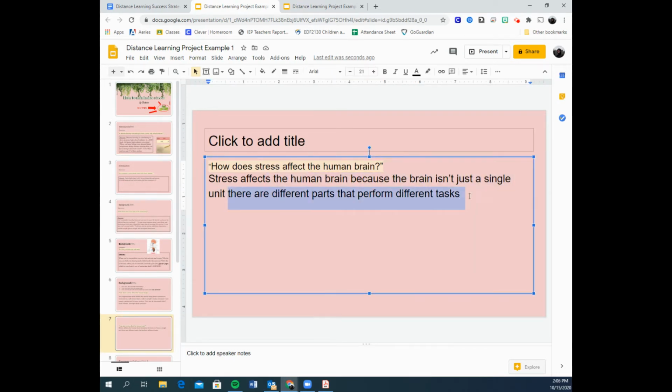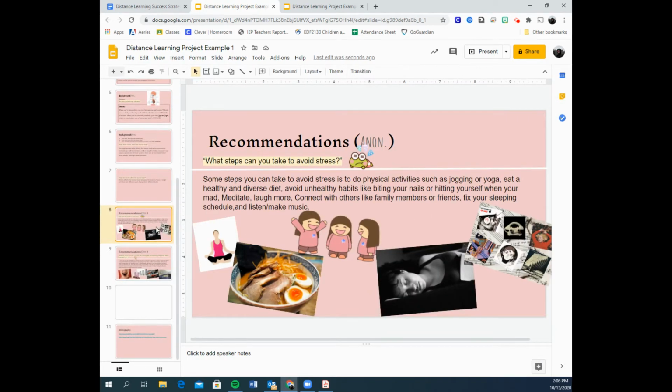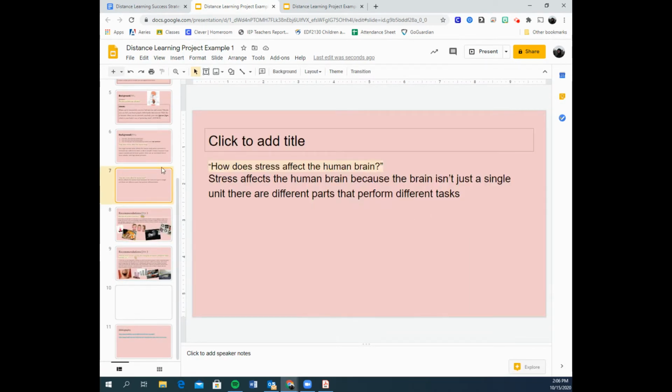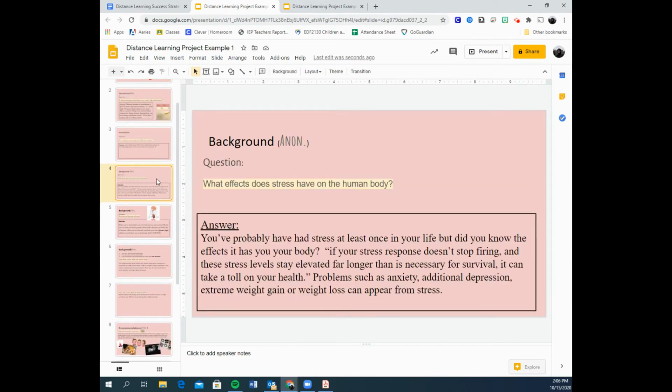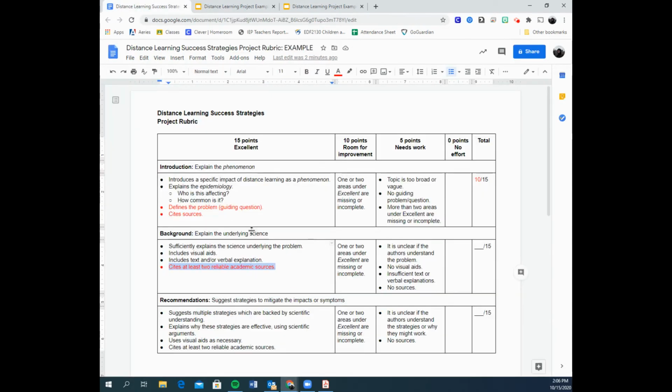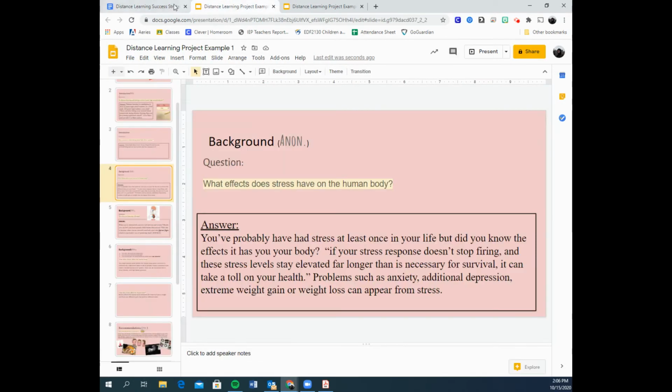There are different parts that perform different tasks. That doesn't tell me why it happens. So after reading those slides, I'm really unclear about what stress in the body is and what it is actually doing. So I would take off some points for that.